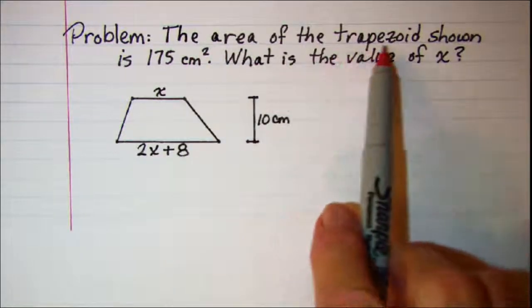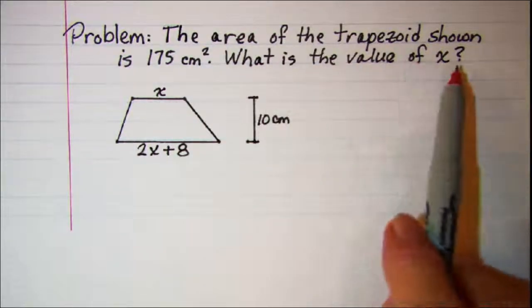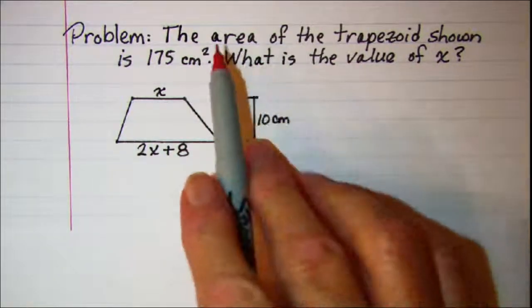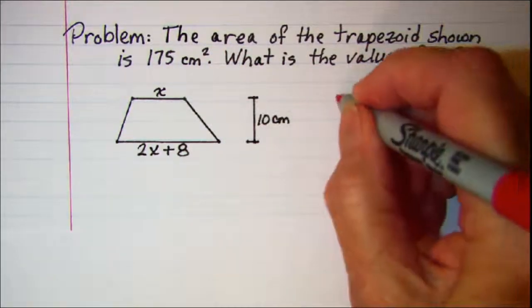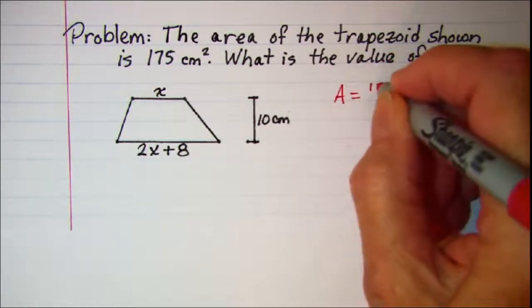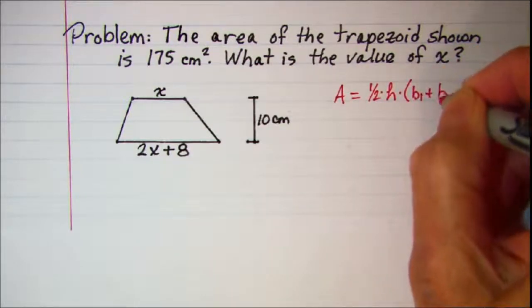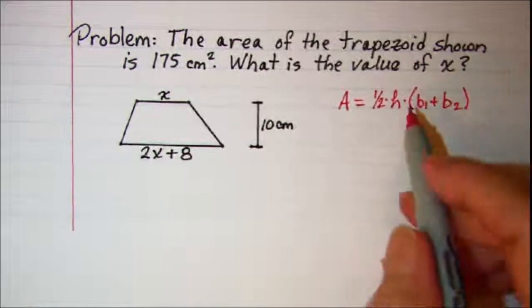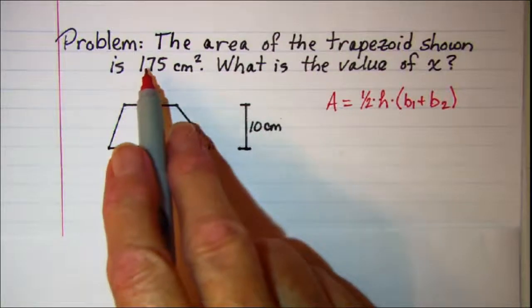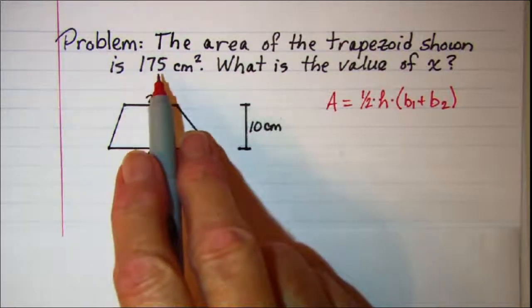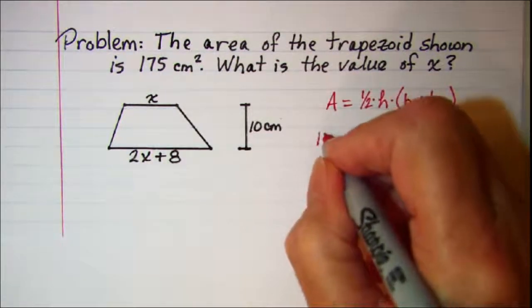The area of the trapezoid shown is 175 square centimeters. And what is the value of x? Now to solve this problem, we need to use the formula for area of a trapezoid. And we know that area is equal to 1/2 the height times the sum of the bases. So we can put values in for things that we know. The first sentence tells us that the area is 175. So we can sub this number in for area.